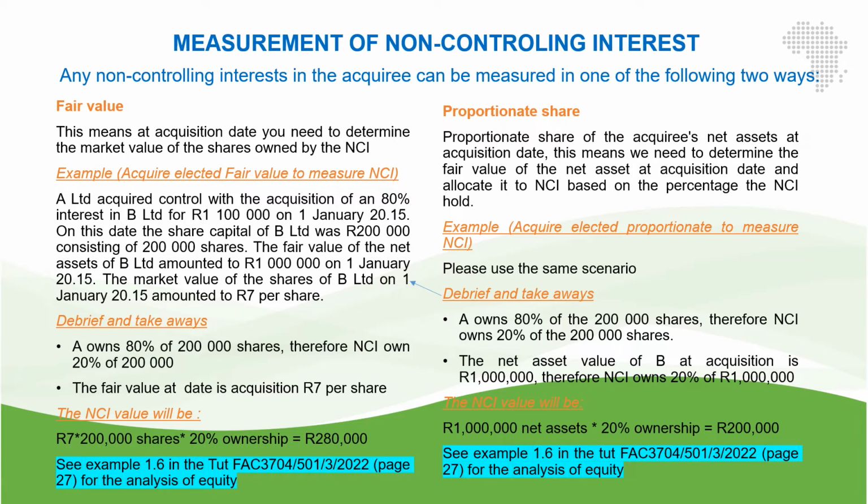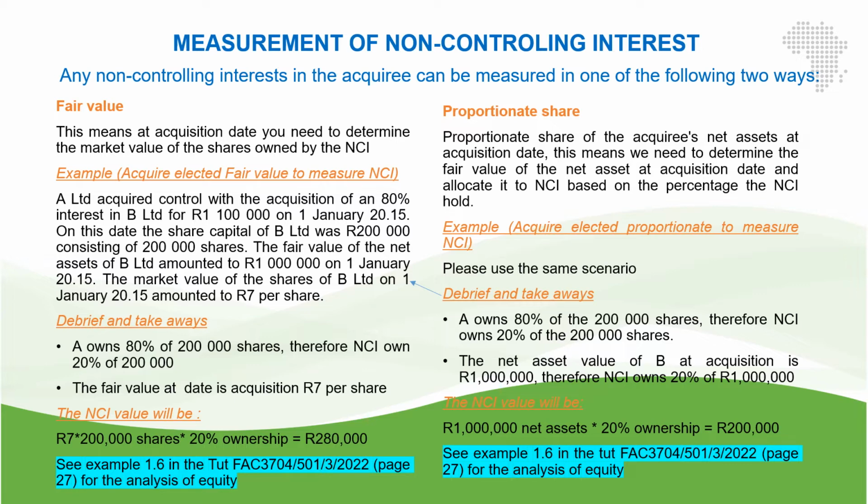Now let's move on to the measurement of the non-controlling interest. So the NCI can be measured in two ways, either at fair value or at the proportionate share of net assets. The names are more or less self-explanatory. If it's fair value, it means you need to know the fair value of the NCI at acquisition date. So let's look at the example of the fair value.